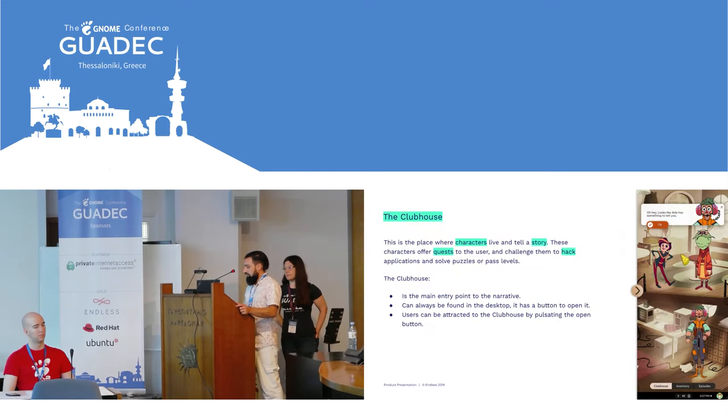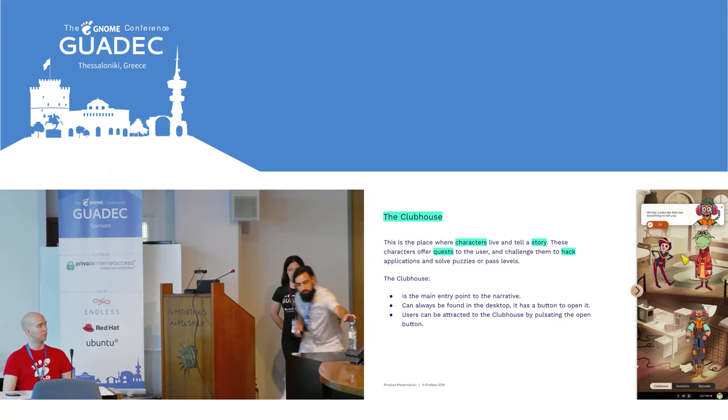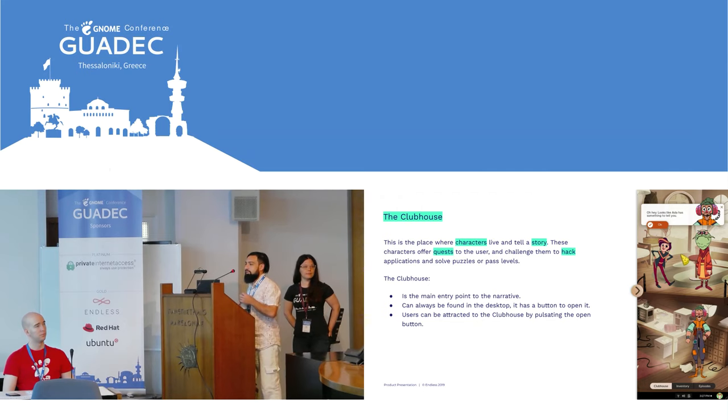So again, I will talk about the side panel. We call it the clubhouse because it's called the clubhouse in the narrative. And this is where the characters live, and this is the entry point to the narrative. And the first thing that the characters say is that you can find them there. There's a button in the desktop that you can click to open it and close it. And users can also be attracted by pulsating that button. That button is pulsated in different cases when we want to attract users to that place.